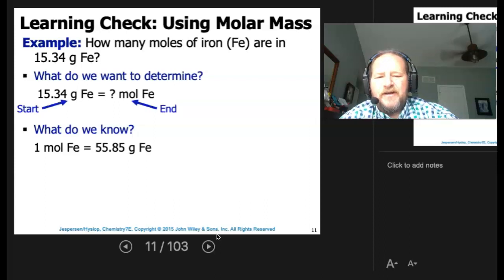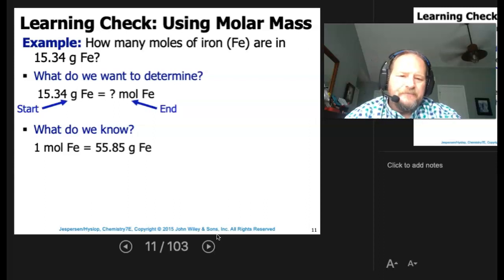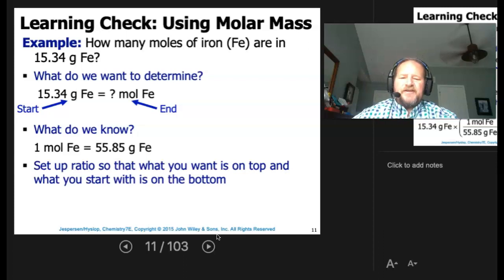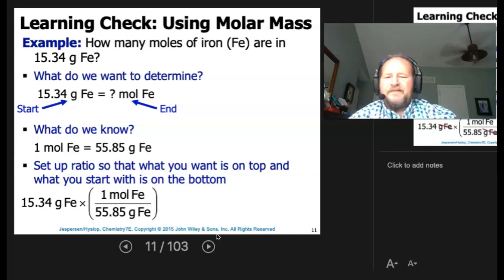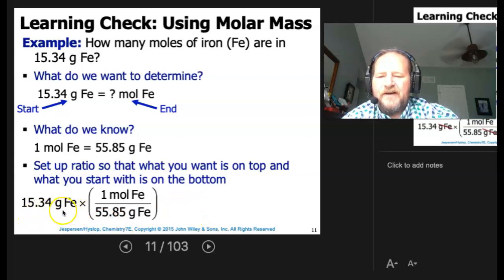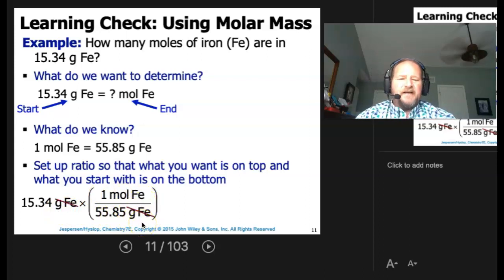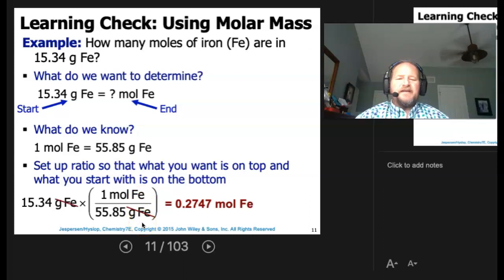So we know where we're starting and we know where we want to get to. So what we can do then is just set up our ratio so that we get what we want on top and eliminate what's been given on the bottom. So for instance, we'll take that 15.34 grams of iron that we started with. We want grams of iron on the bottom, 1 mole of iron on the top. We can see the grams of iron will cancel out. Our answer will be left in moles. And then again, we want to make sure we're applying significant figures here as well.